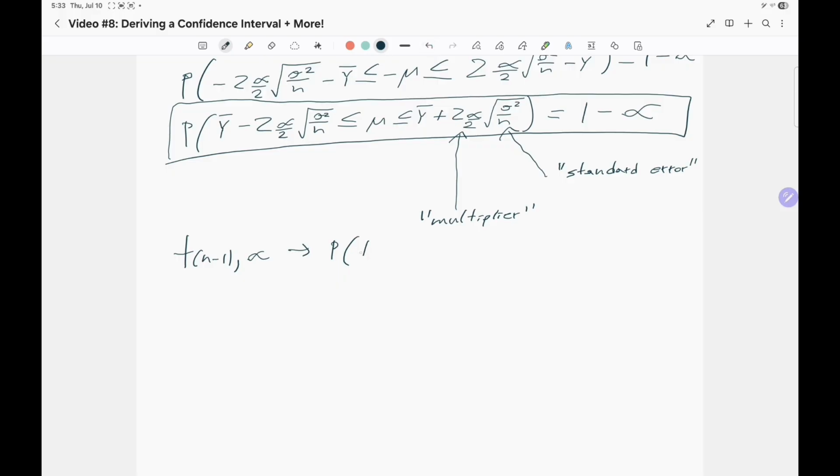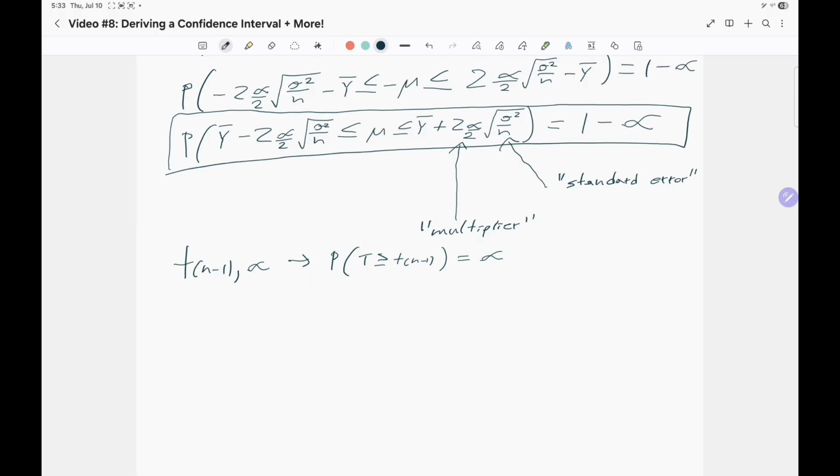I think you use a capital T. I think that's the correct notation. I'm sort of forgetting here. Please excuse me.